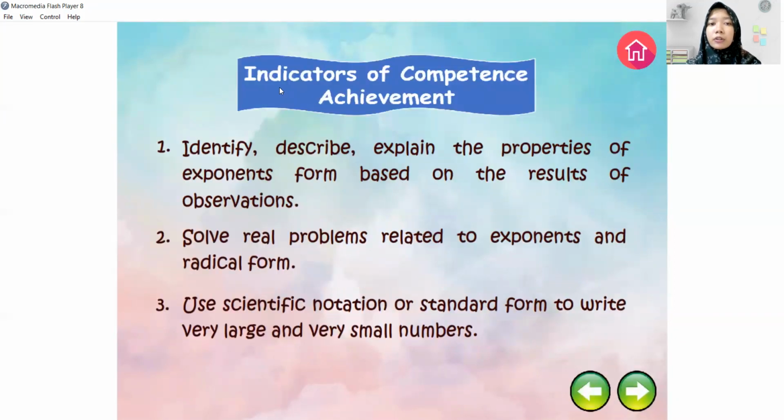This is about indicators of competence achievement. First, identify, describe, explain the properties of exponents form based on the results of observation. Second, solve real problems related to exponents and radical form. Third, use scientific notation or standard form to write very large and very small numbers.